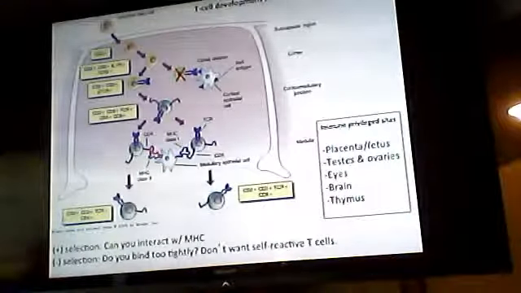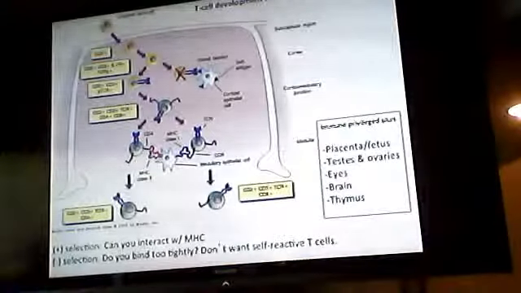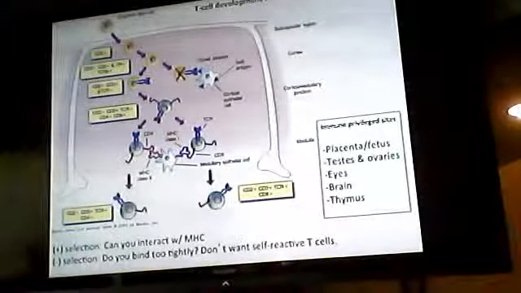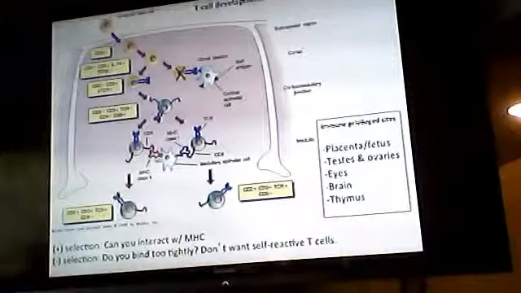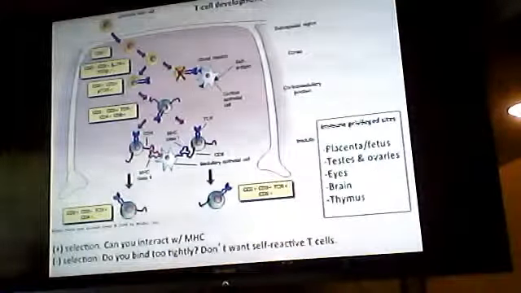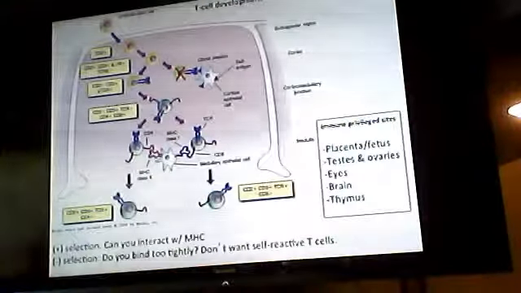And you have immune privileged sites, like placenta, testes, ovaries, eyes, brain, thymus, because for obvious reasons, you don't want your own immune system killing yourself in these areas. You could attack the sexual reproduction, eyes, brain, and that would be very bad for further consequences.